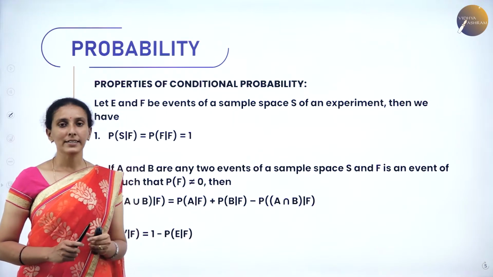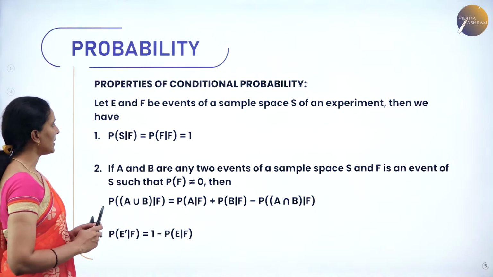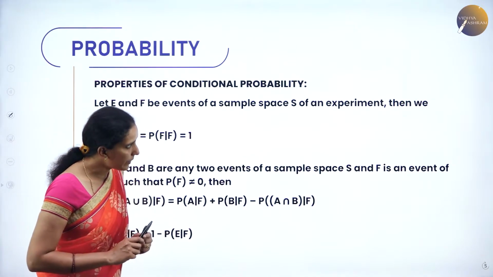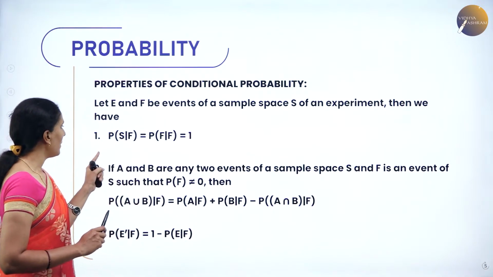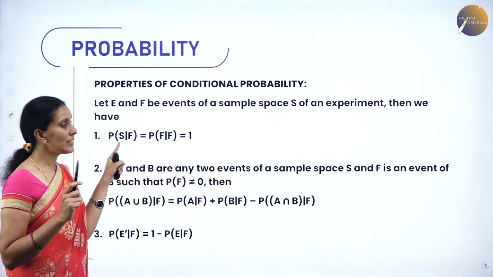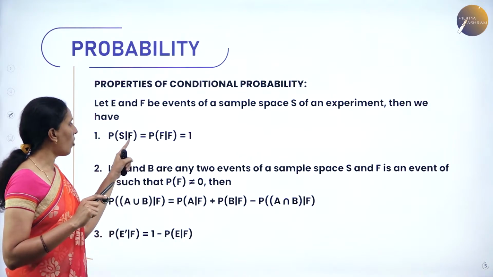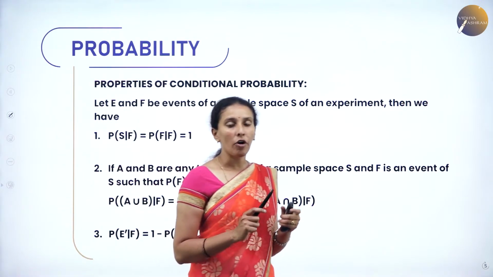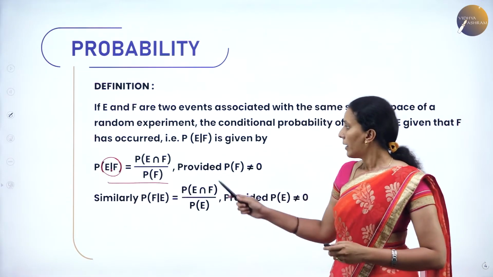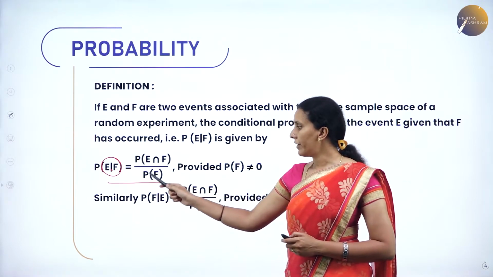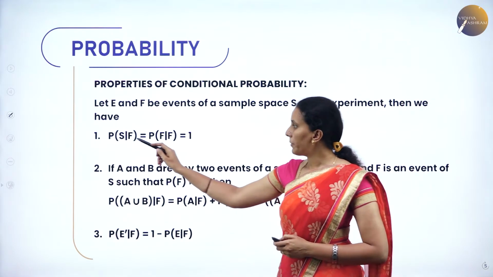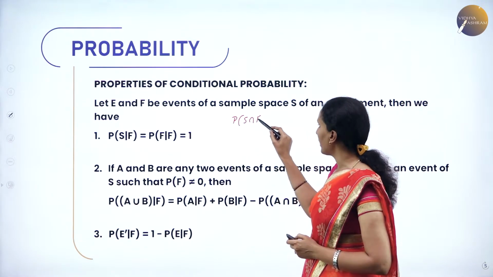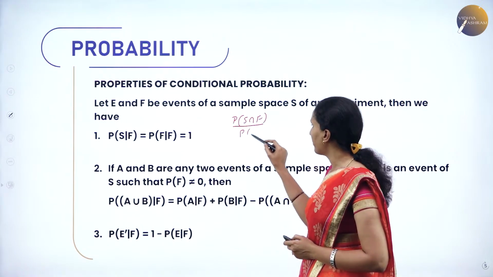Now let us see some of the properties of conditional probability. Let E and F be the events of the sample space S of an experiment. Then we have probability of S over F, where S always denotes the sample space, or probability of F over F, is equal to 1. So probability of any event is given by P of E intersection F divided by P of F. When I say P of S intersection F here, we can clearly see it is P of S intersection F divided by P of F.